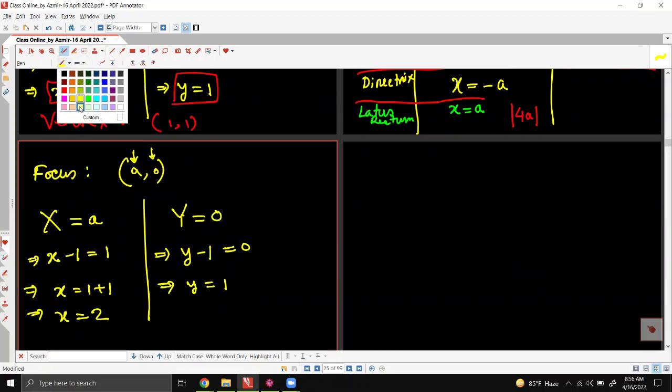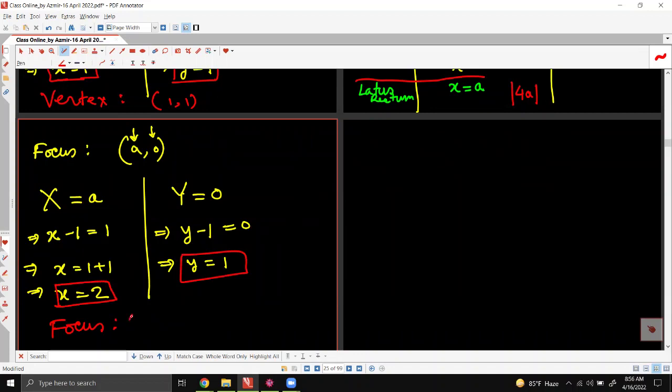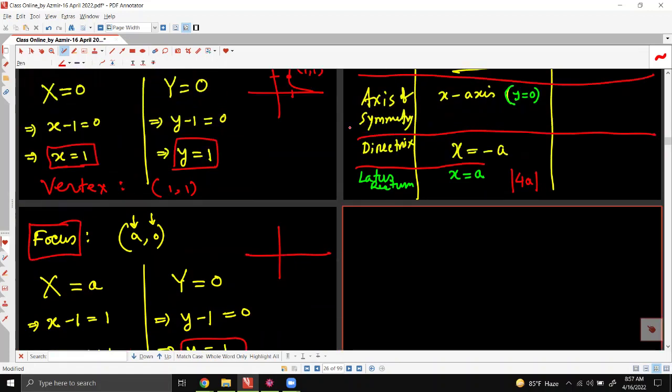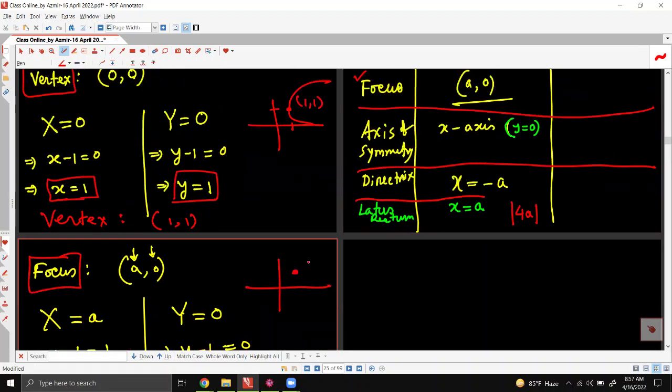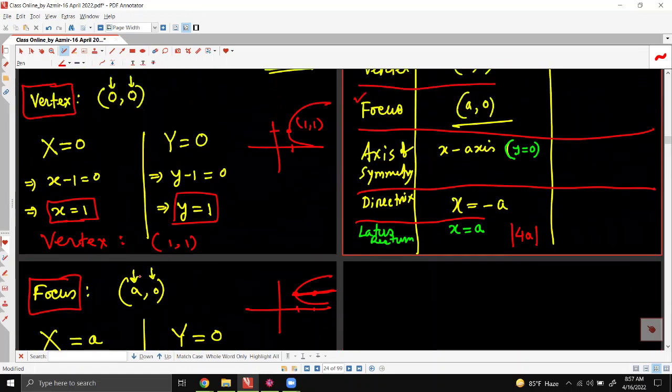So you can easily see that the focus will be (x, y) = (2, 1). So we have found also the focus. That means the vertex is at the point (1, 1) and the focus is at the point (2, 1). Okay, so this is how we can think about the parabola. So the focus is done.